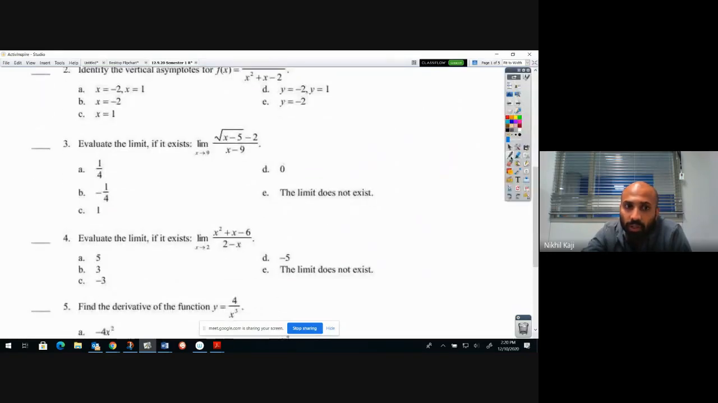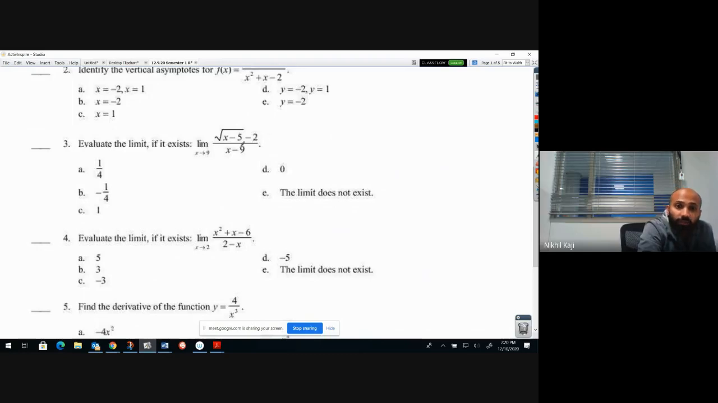Number 3. Here, if you remember, this is a problem using the conjugate, because we can't plug in 9 yet. So we have to find a way to cancel this x minus 9 out. That's what's causing the issue. So we multiply it by the conjugate, which is the square root of x minus 5 plus 2. We have to do it on top and on bottom.